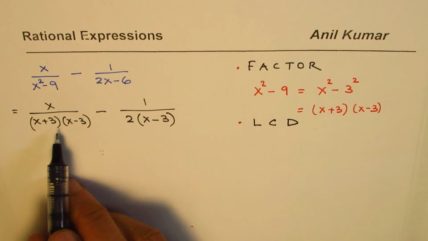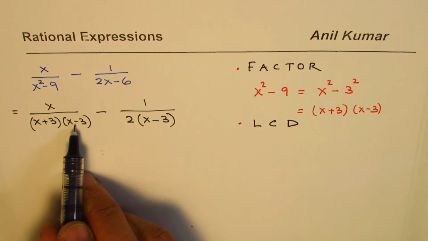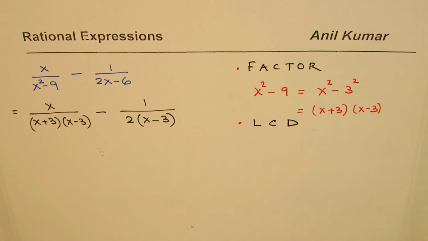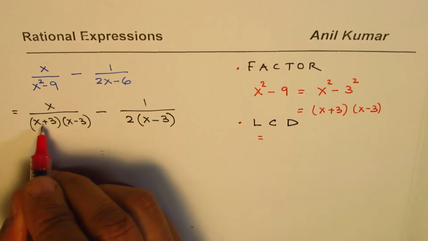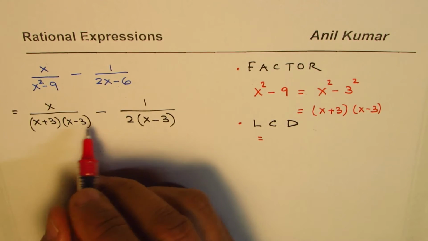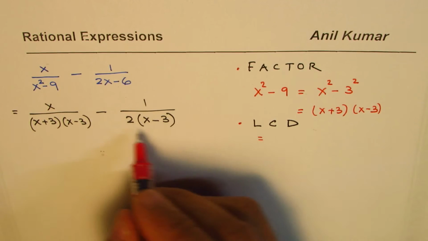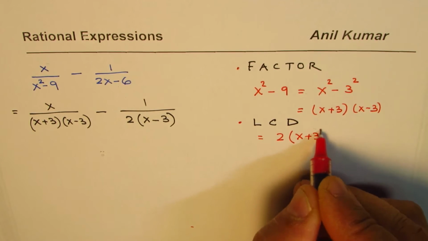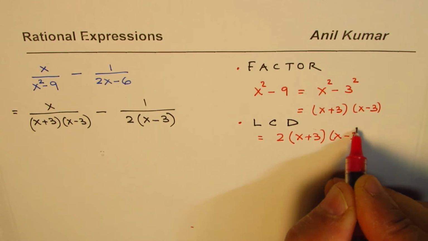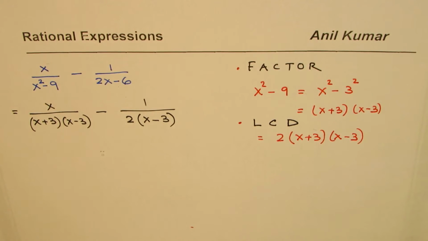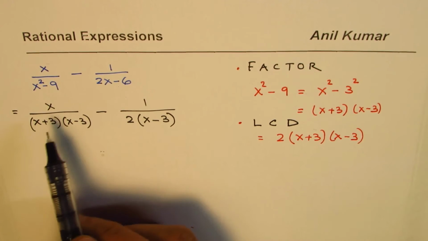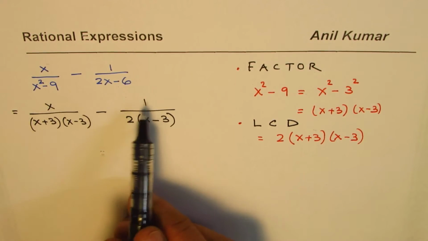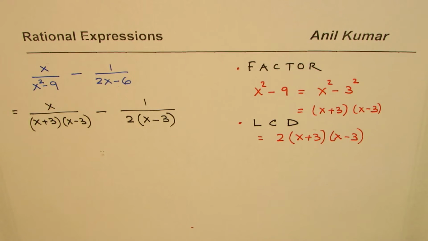Now here, what are the denominators? X plus 3, x minus 3, and x minus 3 times 2. So in this case, the lowest common denominator for us is equal to product of all these, right? So x minus 3 is already there, but 2 is not here. So we'll include 2 times x plus 3 times x minus 3. So that becomes the lowest common denominator. That is to say that both terms should have that denominator so that the numerators can be subtracted. I hope the concept is clear.